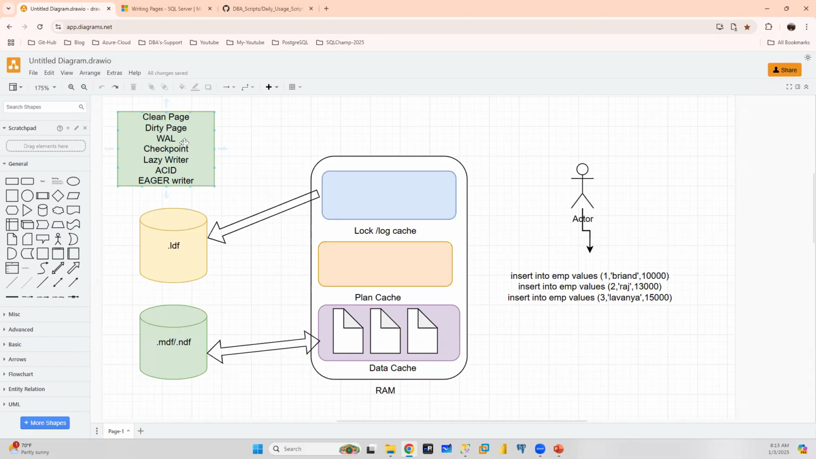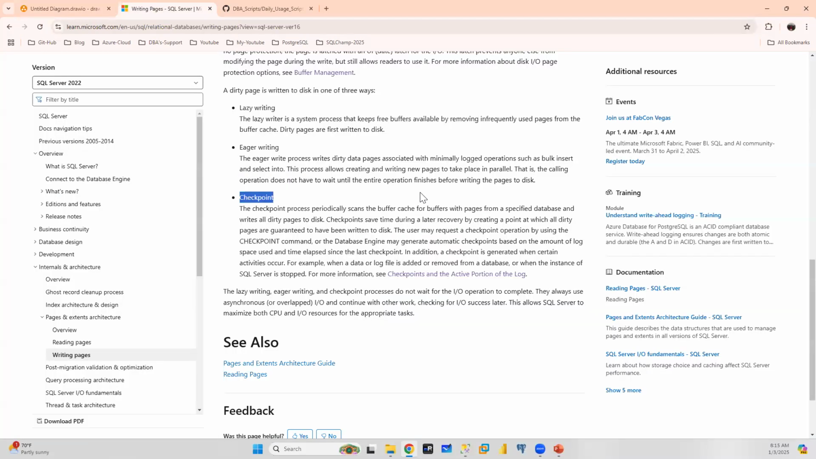Yes, sir, clear. Now, there is one more thread. Rare case, you may get this question in an interview also. The eager writer. See what Microsoft is saying. Let's go to the Microsoft blog itself. I don't want to say anything.